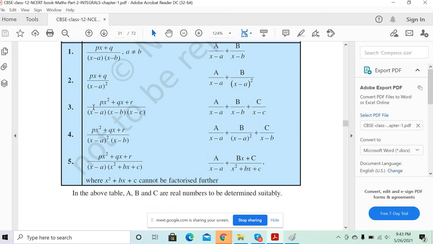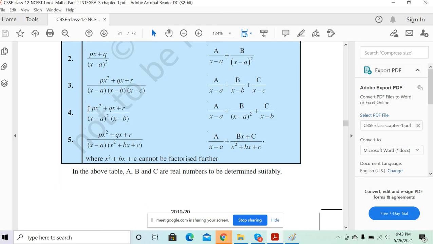Fine. Here also the same thing. Third one also you write. Look at the third one. The numerator degree is 2. The denominator is (x − a)(x − b)(x − c), x into x into x, x cubed. So the denominator degree is 3. Right? Understood? Yes, sir. Excellent. So you can easily represent it by A/(x − a) + B/(x − b) + C/(x − c).